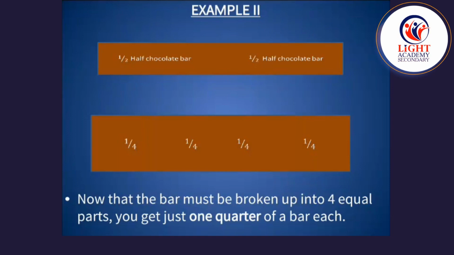Then, as you're about to share the bar, 2 more friends pop in. Oh dear, what do you do? Again, you'd want to share the bar with your 3 friends, wouldn't you? Now the bar must be broken up into 4 equal parts, so you get just 1/4 of a bar each. You yourself get 1/4, and each of the 3 friends gets 1/4. And that 1/4 can be written as 1 out of 4.